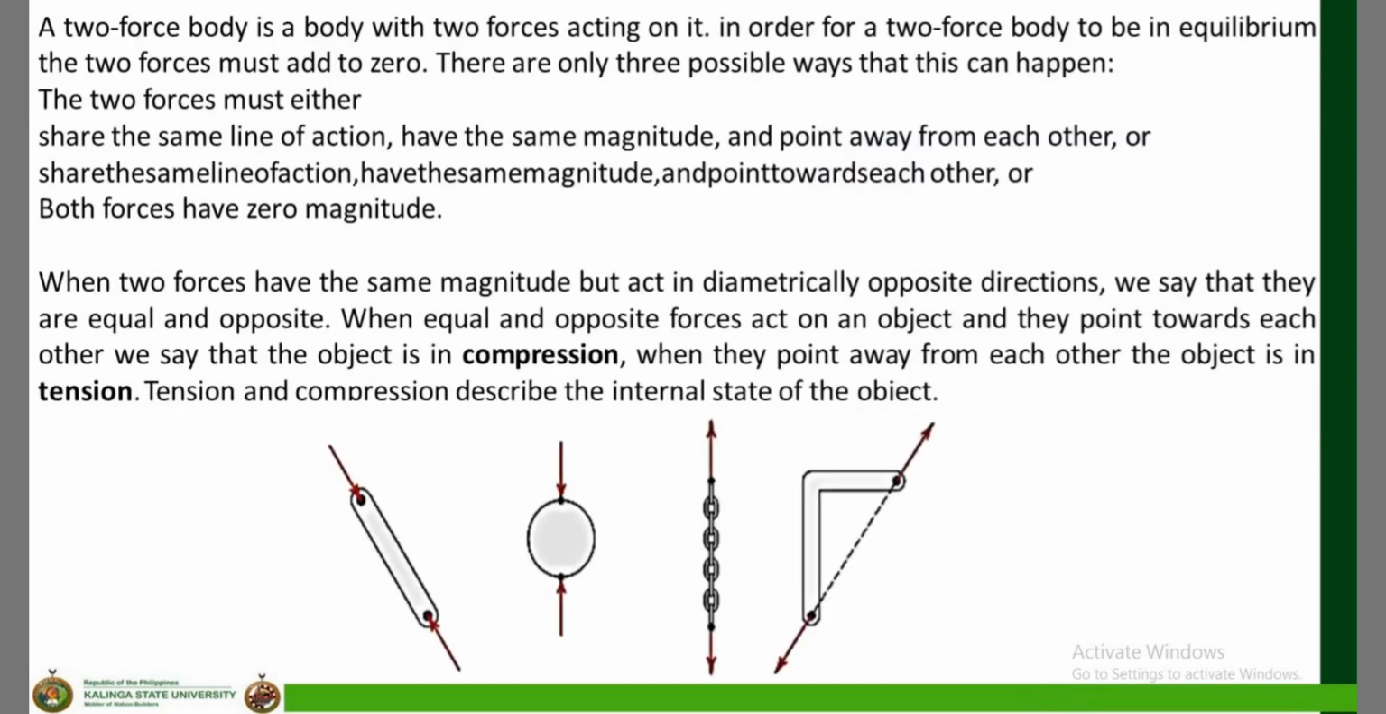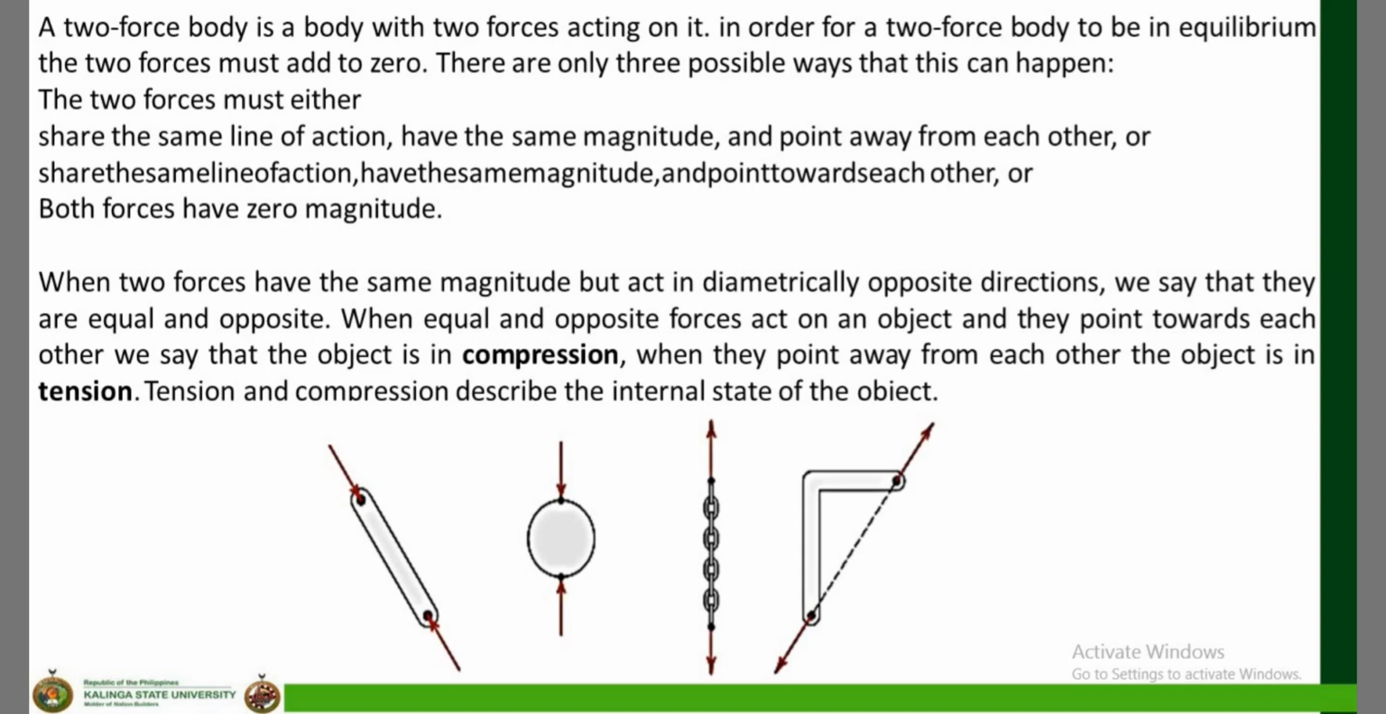Let's discuss here first the two-force body. As you can see there in your screen, a two-force body is a body with two forces acting on it. In order for a two-force body to be in equilibrium, the two forces must add to zero. So there are only three possible ways that this can happen. First, the two forces share the same line of action, have the same magnitude, and point away from each other, or they share the same line of action, have the same magnitude, and point towards each other, or both forces have zero magnitude.